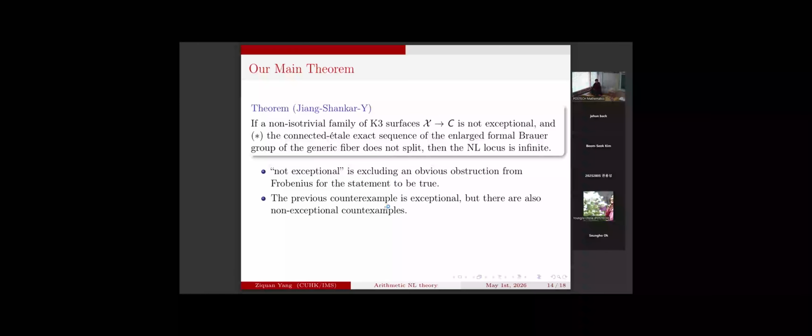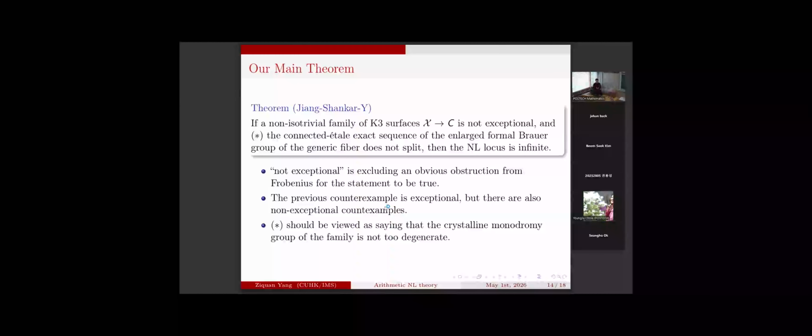But beyond that, we also need a condition star, which can be viewed as saying that the crystalline monodromy group of your family is not too degenerate. You can think of star as some condition on monodromy.